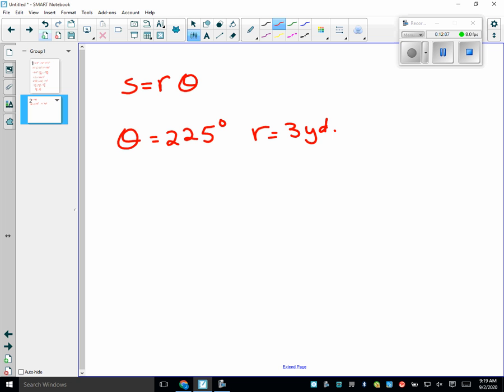I forgot how to do it. Multiply by pi over 180. Yes, you have to convert it to radians. Is that where you were off? So S is equal to 3 times 5 pi over 4? That's not 5 pi, it's 15 pi over 4.